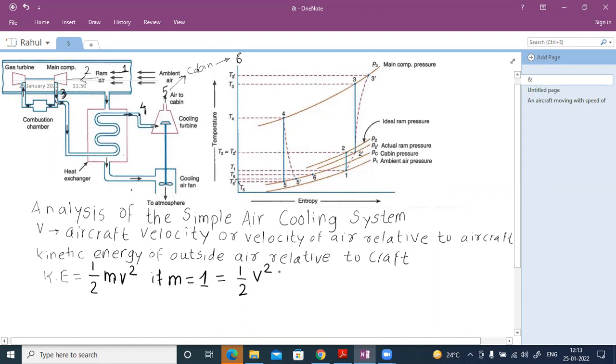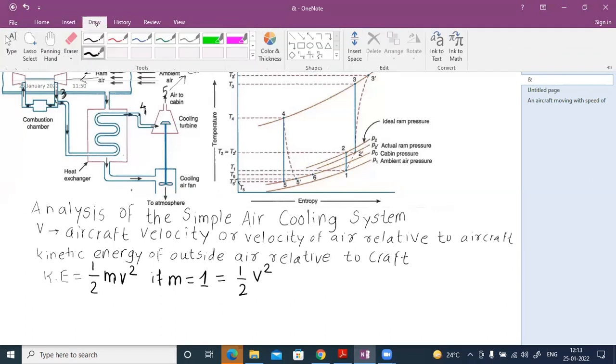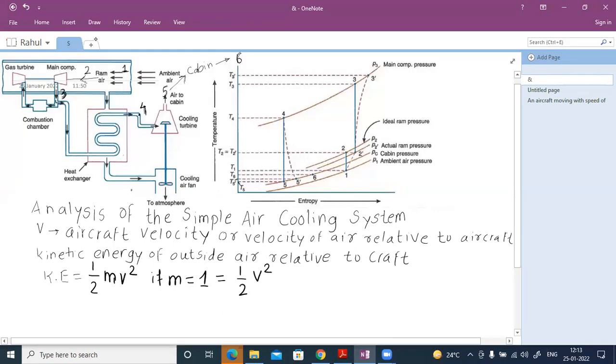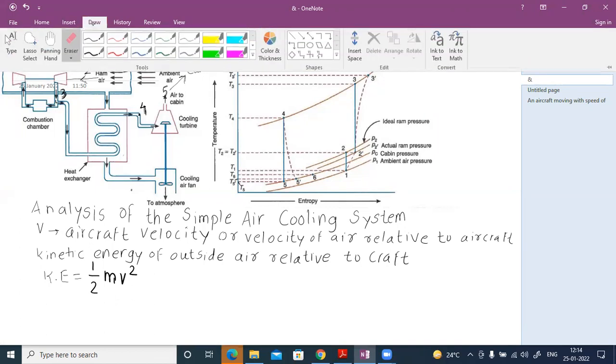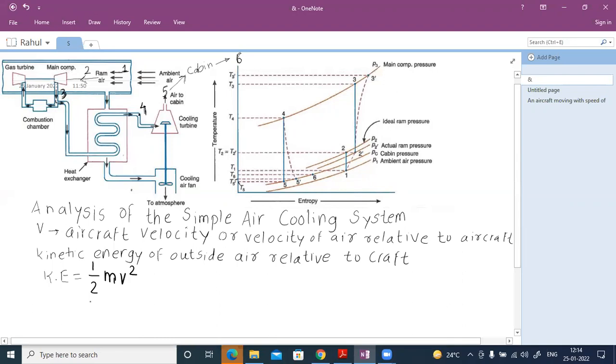But see what we'll do. All of you see, I'll rewrite this formula again. It is half into m into v square, right? So I'll write down now, half into m v square. But if mass is equal to 1, our formula is given by half into v square, right?